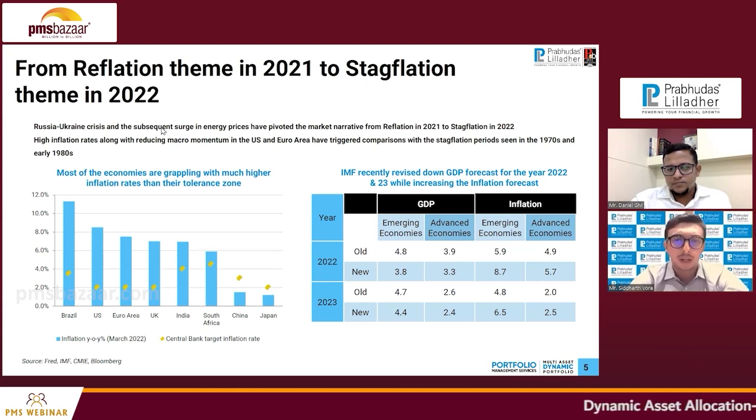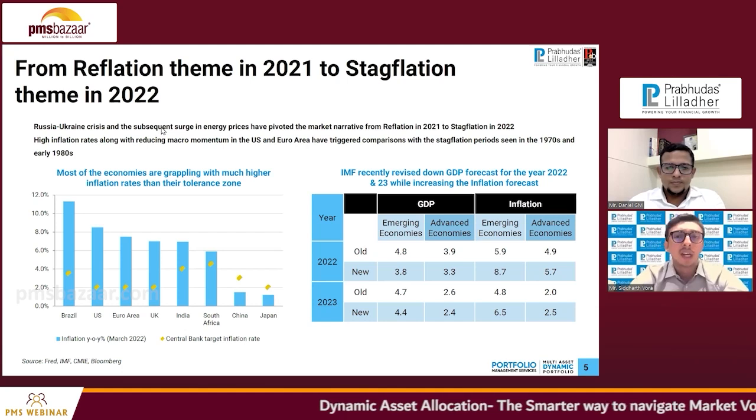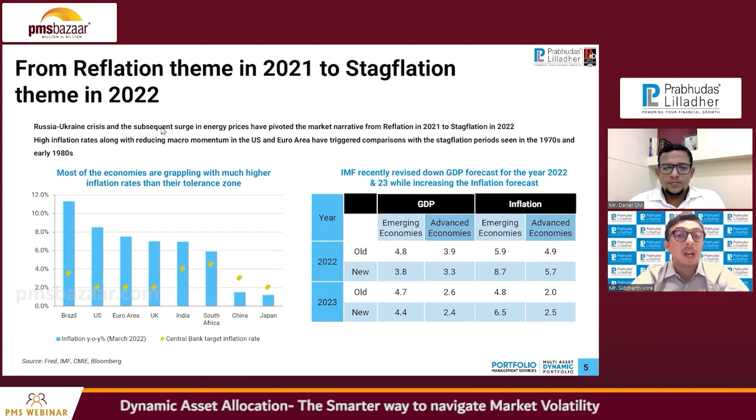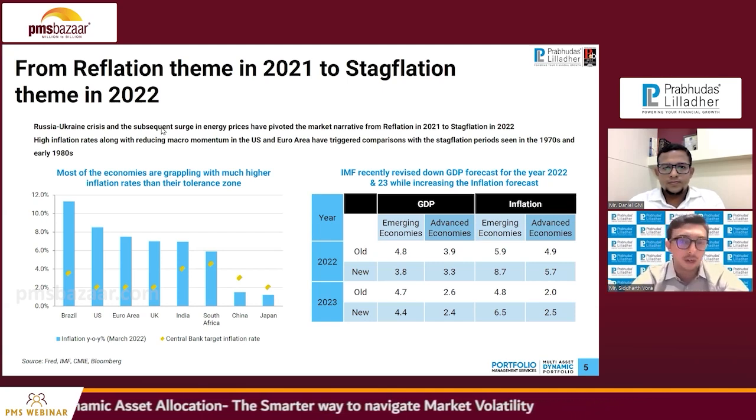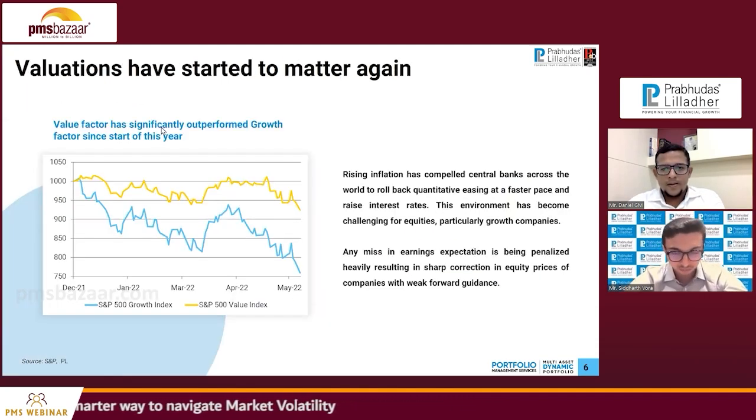So if we see for 23, inflation forecasts have been revised from 4.8% to 6.5% for emerging economies. Similarly, GDP forecast has been cut from, say, 4.7 to 4.4 for 23 and 4.8 to 3.8 for 22. So this is a difficult macro and monetary combination that we are facing.